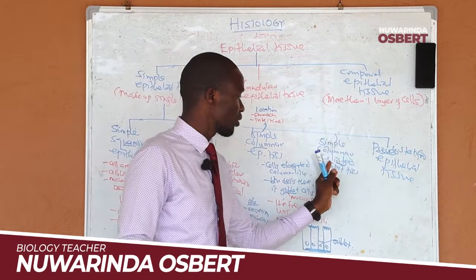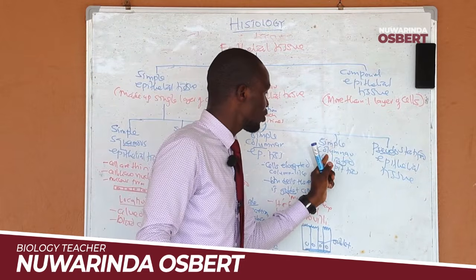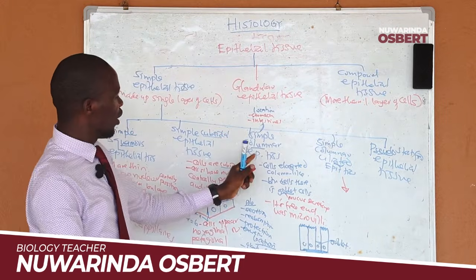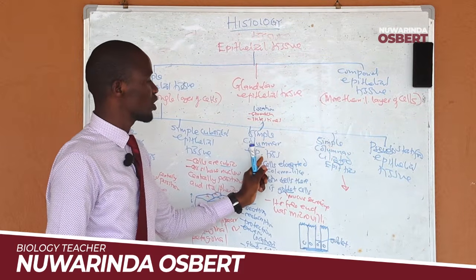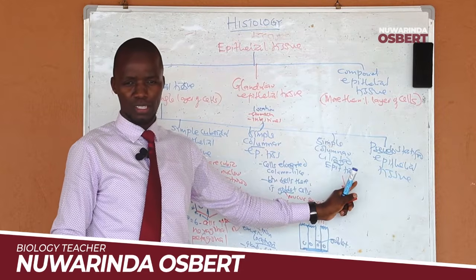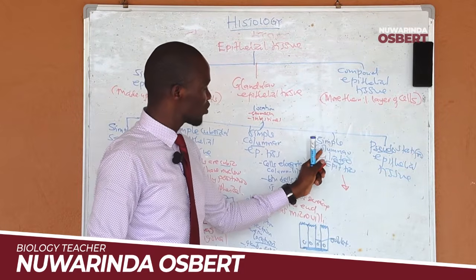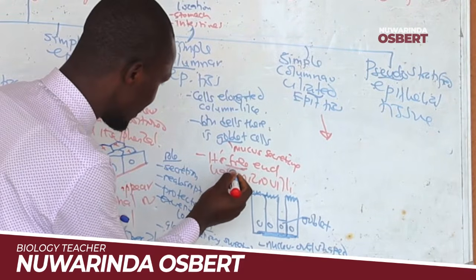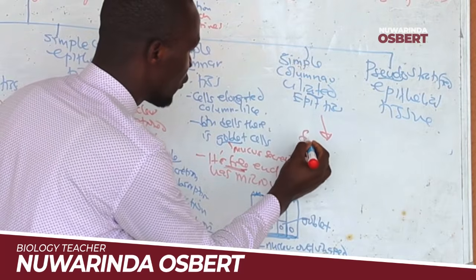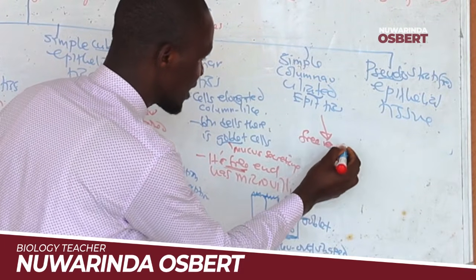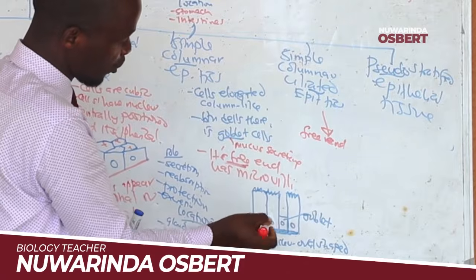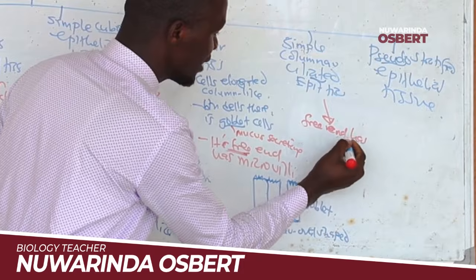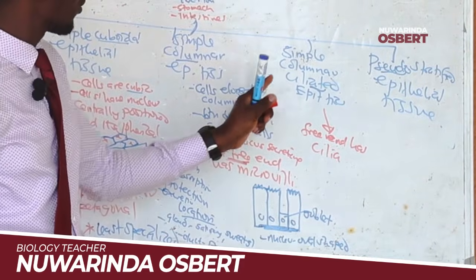Then we come to the simple columnar ciliated. Now, for this particular case, it is very simple. Why is it very simple? All these things I have talked about, simple columnar epithelial tissue, they are all present here. The only difference is that now when it comes to the simple columnar ciliated epithelial tissue, at the free end of the cells, this end which is far away from the basement membrane, instead of having microvilli, the free end has got what? Has got cilia. That's how we get the word ciliated.